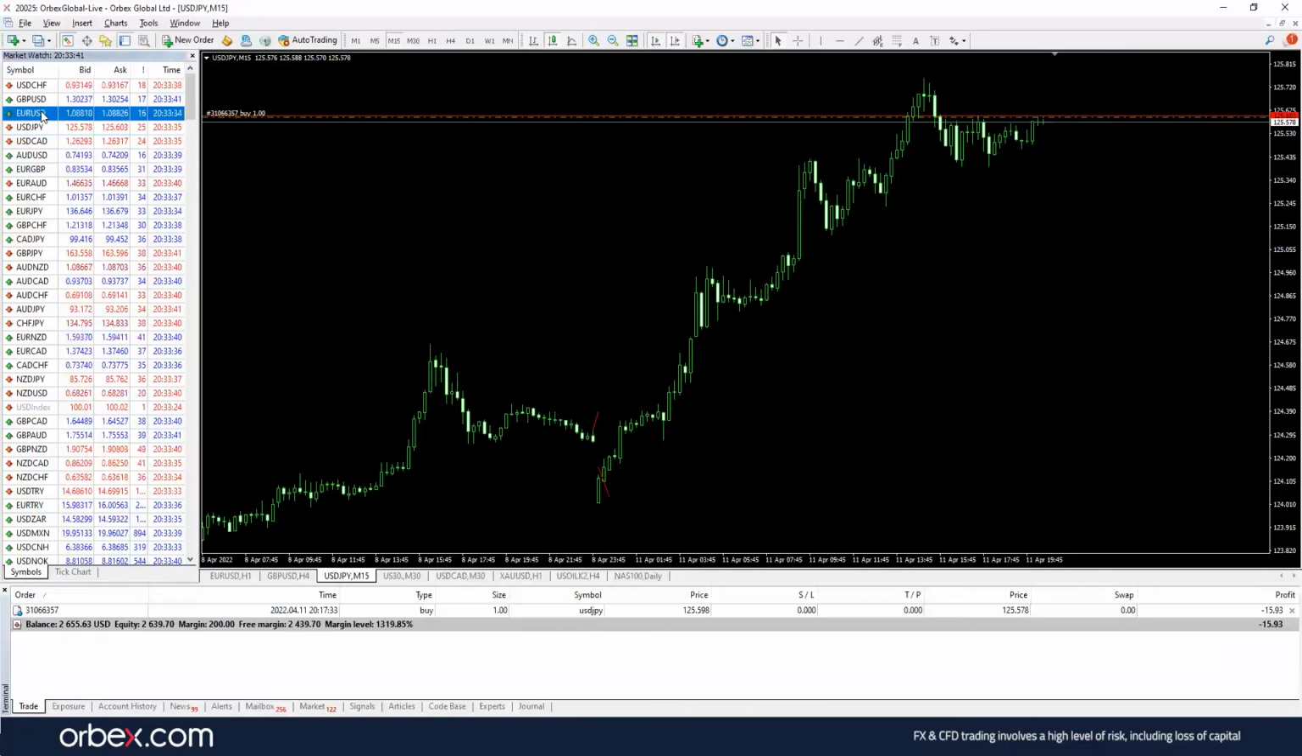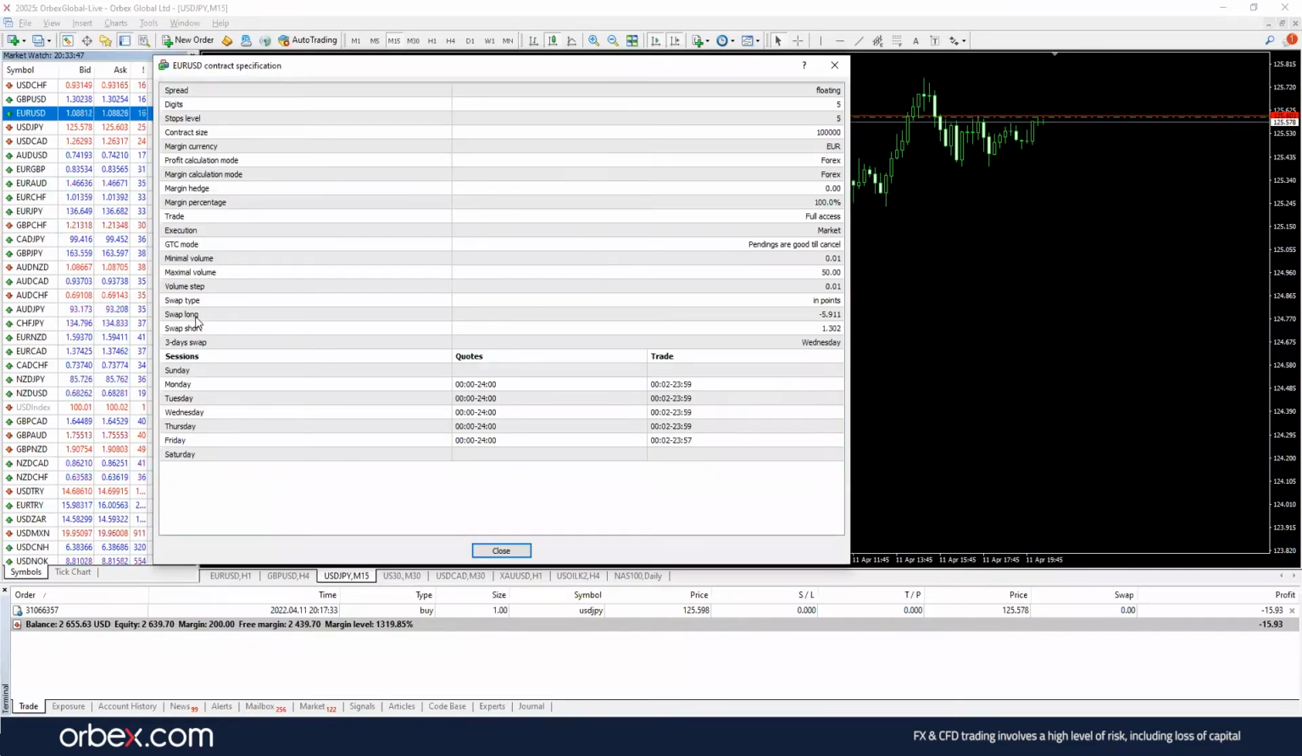So if you go to EURUSD, for example, right click, go to specification, and this screen will come up. So it's here, swap long and swap short. This is in points, which is very important to know. It's not actually going to be $5.91. It's going to be 0.591, so it'd be 59 cents. And the same with this as well. This will be 13 cents per one lot. It won't be 1.3. So this is something to keep an eye on as well.